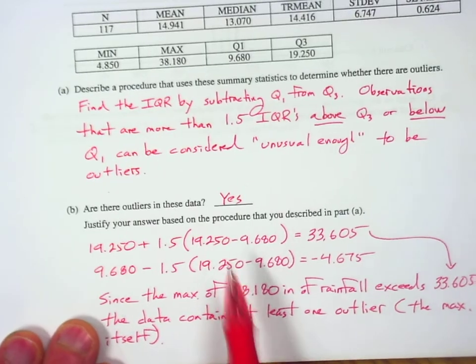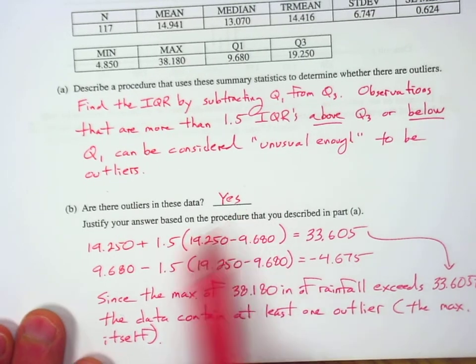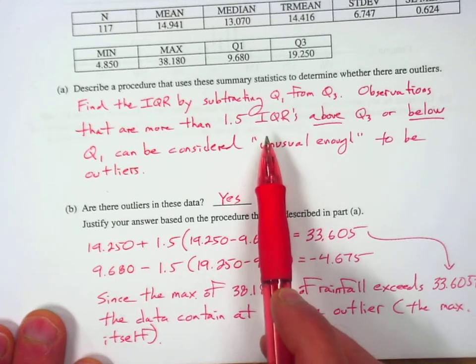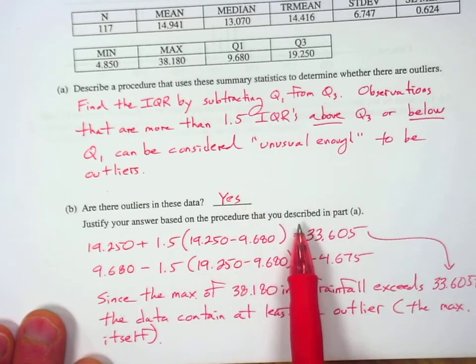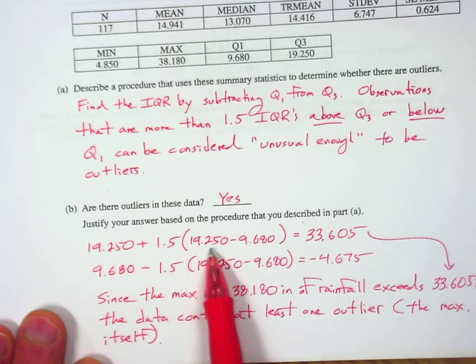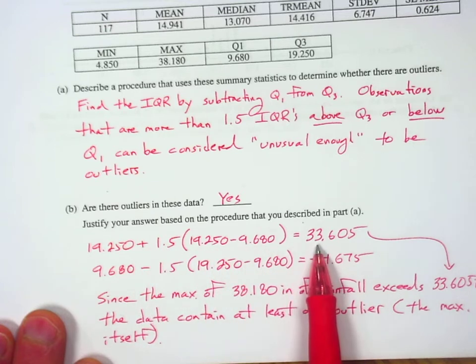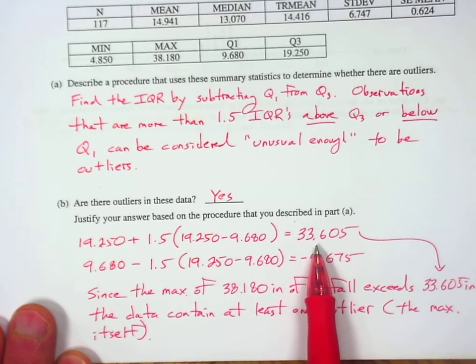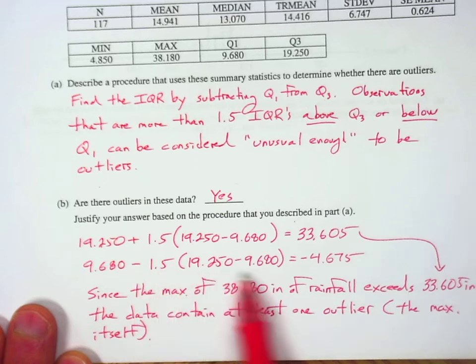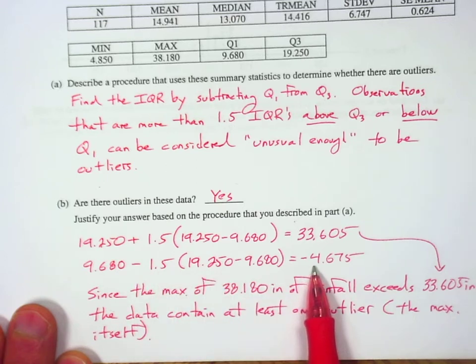So are there any outliers? You should absolutely say yes. And then here are the calculations. It's important that whatever procedure you describe in part A, you use exactly that procedure here in part B. So here is Q3 plus 1.5 times the IQR. That gives you 33.605. I've often called that the upper cutoff. Then 9.680, that's Q1, minus 1.5 IQRs, is negative 4.675.